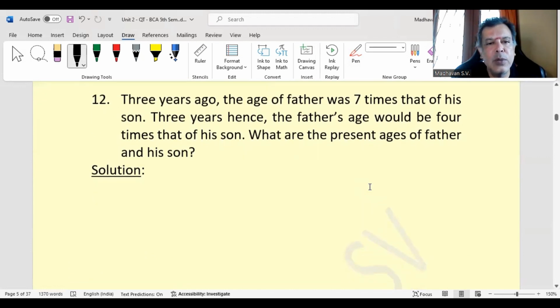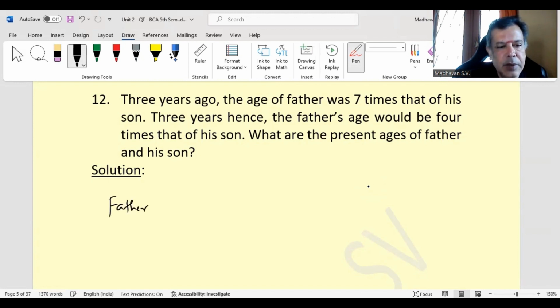3 years ago, the age of father was 7 times that of his son. 3 years hence, the father's age would be 4 times that of his son. What are the present ages of father and his son? Again, creating a small table. Father, son. Considering present ages of father as X, son as Y.